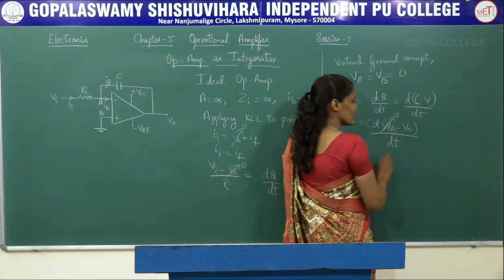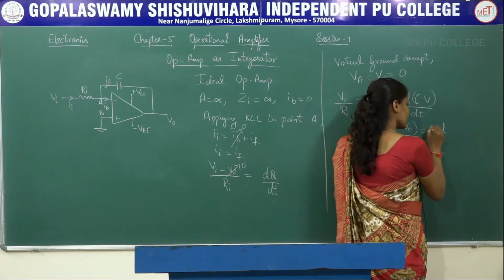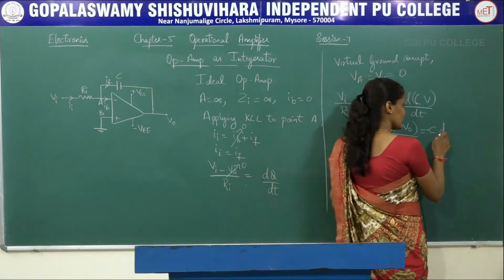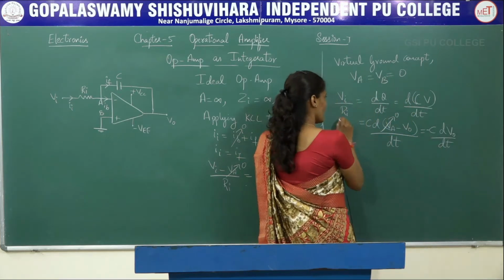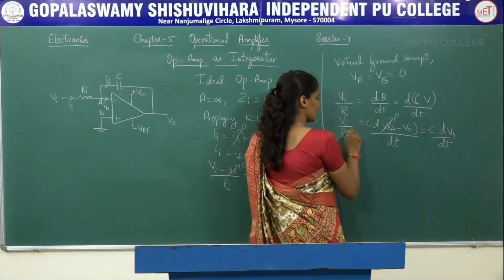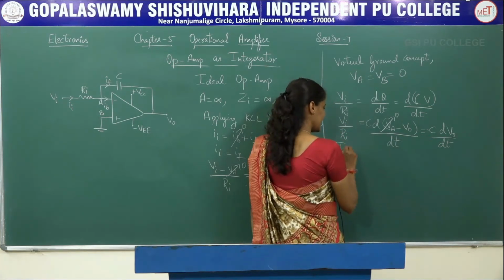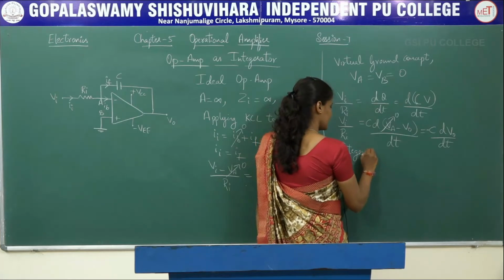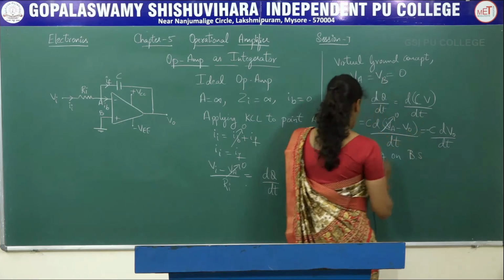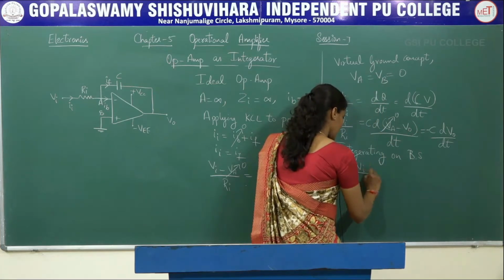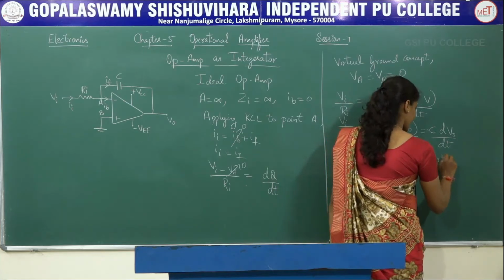But VA is equal to 0, so that will be eliminated. So C into minus symbol, take the minus here, minus of C into dV naught divided by dt. So VI by RI is equal to minus C into dV naught by dt. Now integrating on both the sides, we get integral of VI divided by RI, integrating on both sides with respect to t.